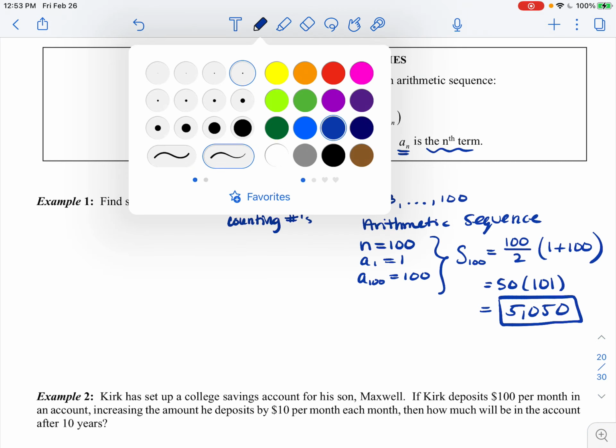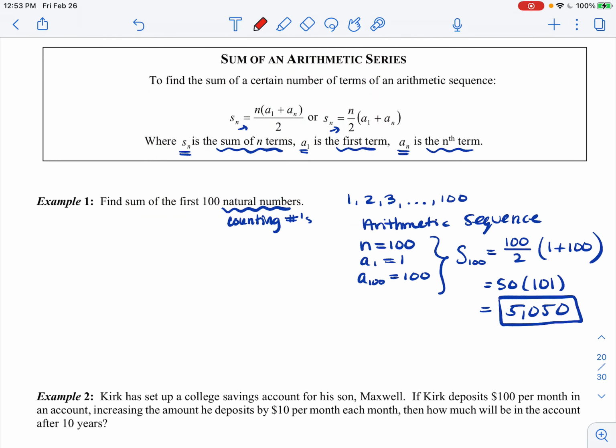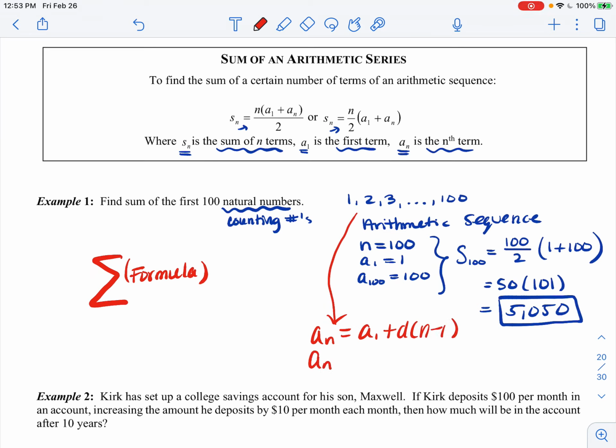Now I want to show you how this could also be found using sigma. So what we need for sigma is a formula for this sequence. This is where it's nice to use sigma, because the formula for an arithmetic sequence is given to you on the reference sheet. That's our a sub n equals the first term plus n minus 1 times d. So the formula in this case would be 1 plus, well, what's the common difference? I guess I didn't really state that yet. But if I'm going over by consecutive numbers, that means the common difference is 1. So 1 times n minus 1.